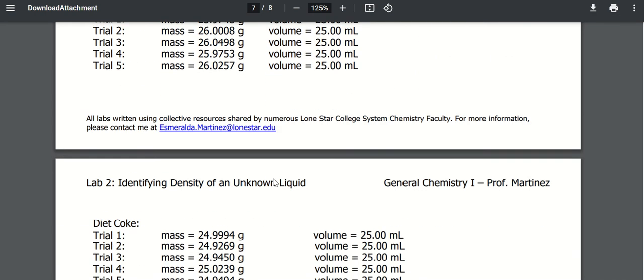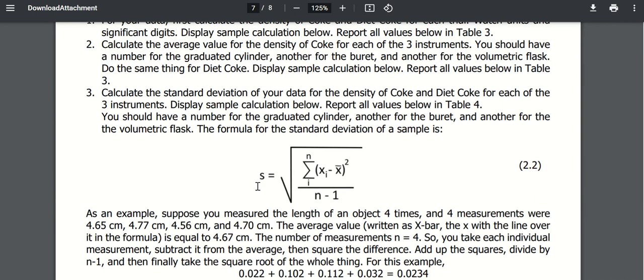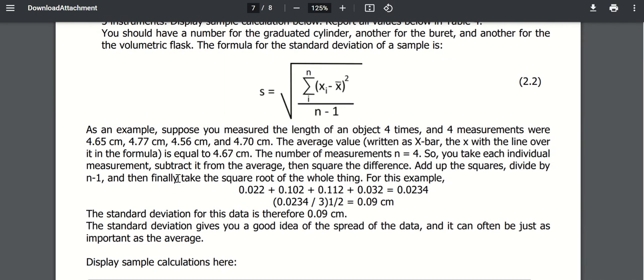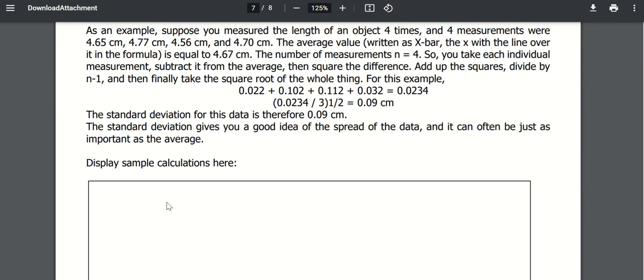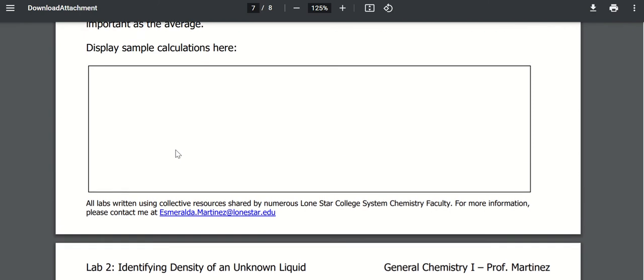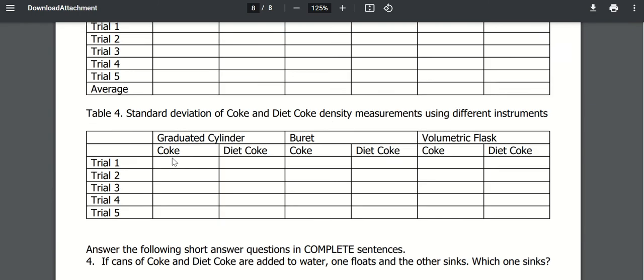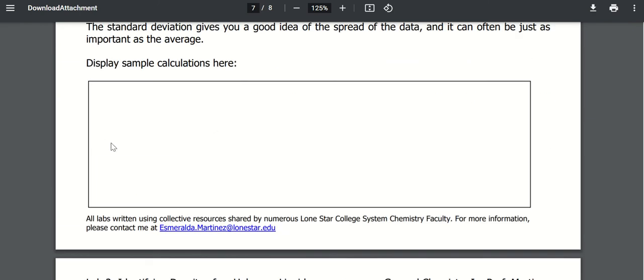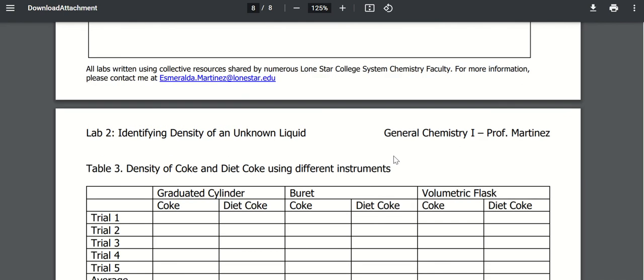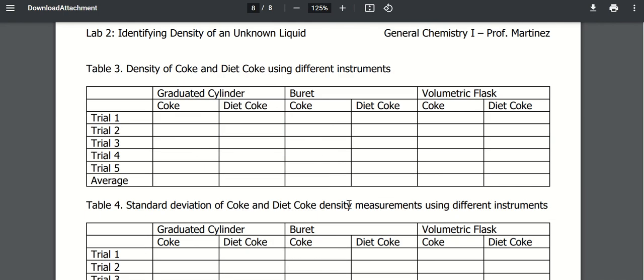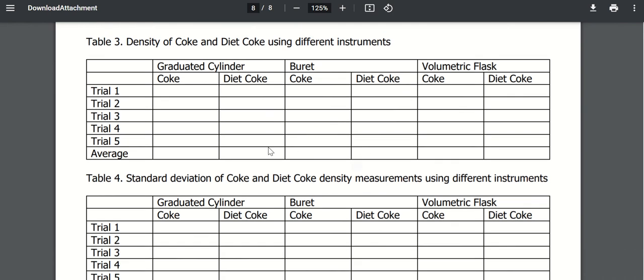Essentially what you're doing is calculating a lot of densities. I'm not going to have you write out every single density calculation because I know it's a lot. What you're going to do is show me some sample calculations, like the calculations for determining the density with the graduated cylinder versus the burette, and so on. You're determining the densities of both liquids using those 3 different instruments.